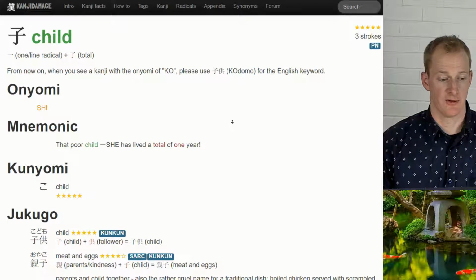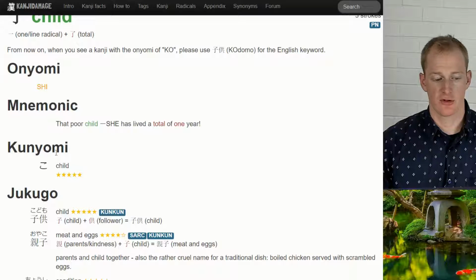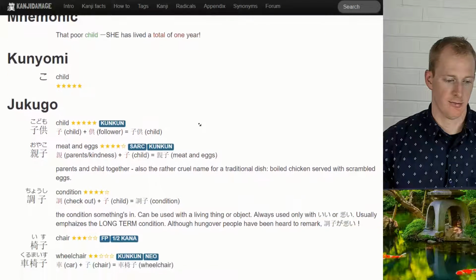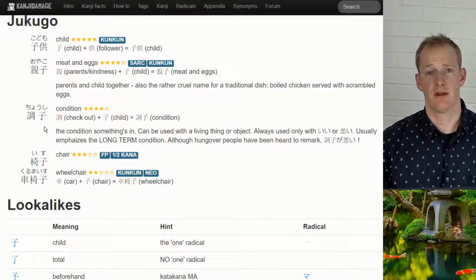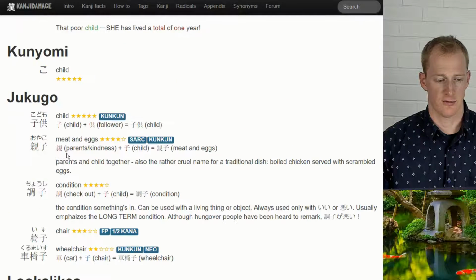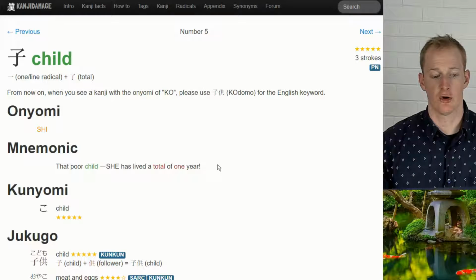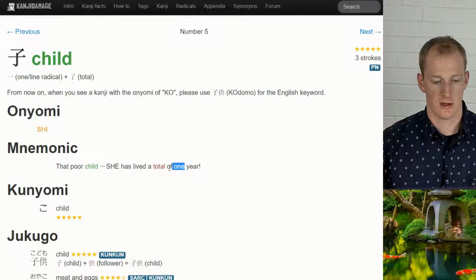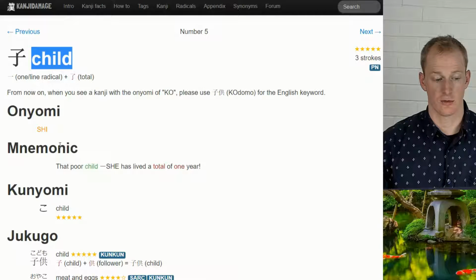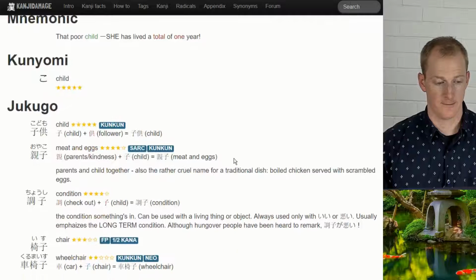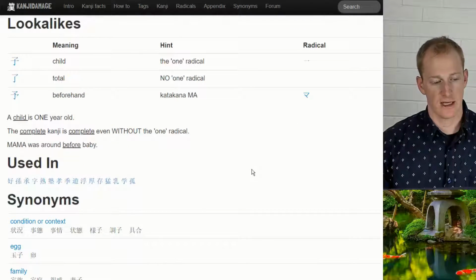Yeah, so you can use kodomo as this keyword. Okay, so we're just going to keep going like this. There's no onyomi for this, shi. But really, how did I used to remember that if there's no mnemonic for it? Oh, sorry, no, there's one. Yeah, the poor child, she has lived a total of 1 year. Again, we got red referring back to the old radical components, green to the actual kanji itself, and shi for the onyomi mnemonic. Okay, so it just kind of keeps going up like this.